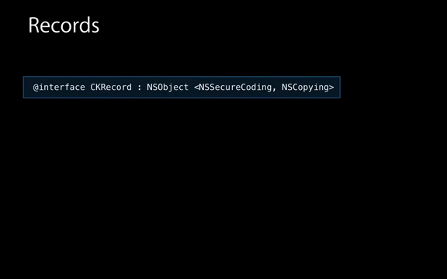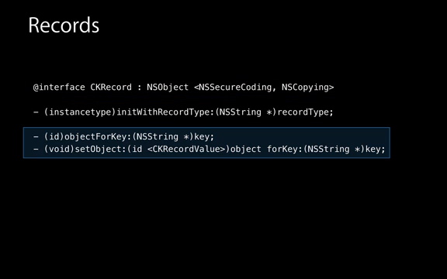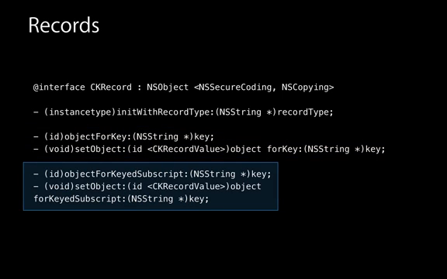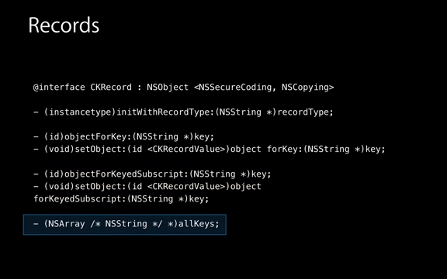Let's have a look at a little bit of code. Here we see a CKRecord. The CKRecord initializer takes a record type because that's an invaluable and necessary piece of a record. You can set objects and get objects from a record using a dictionary syntax or a keyed subscripting syntax. We also give you the ability to enumerate all keys on a record so that you can dump the entire key value pair.